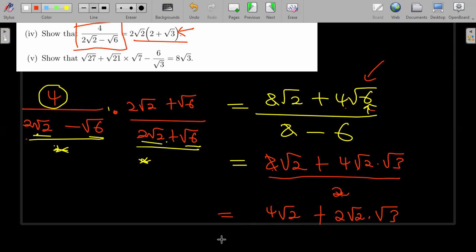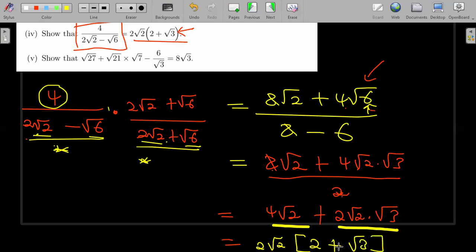Anyway, the thing now here is to factorize what is common between this term and this term. So what is common between those two terms? 2 root 2. So if I remove 2 root 2 from here, what am I going to get? I'm just going to remain with 2 and then plus. If I remove 2 root 2 from here, I'm just going to get root of 3.